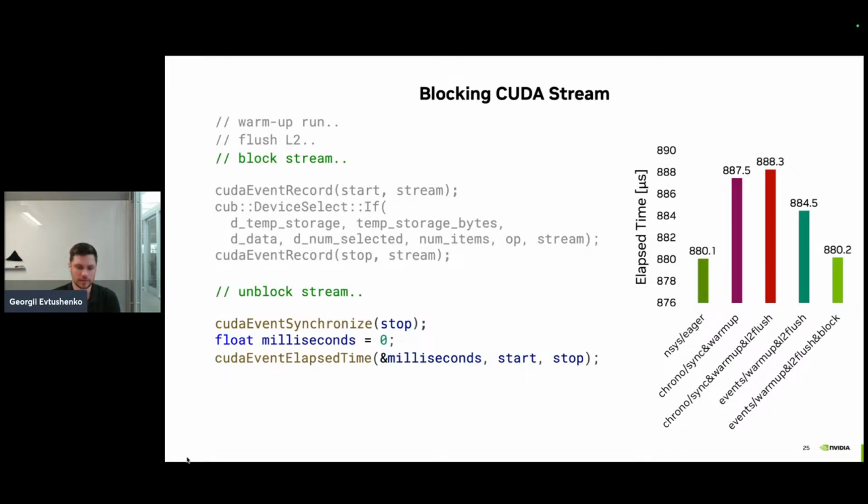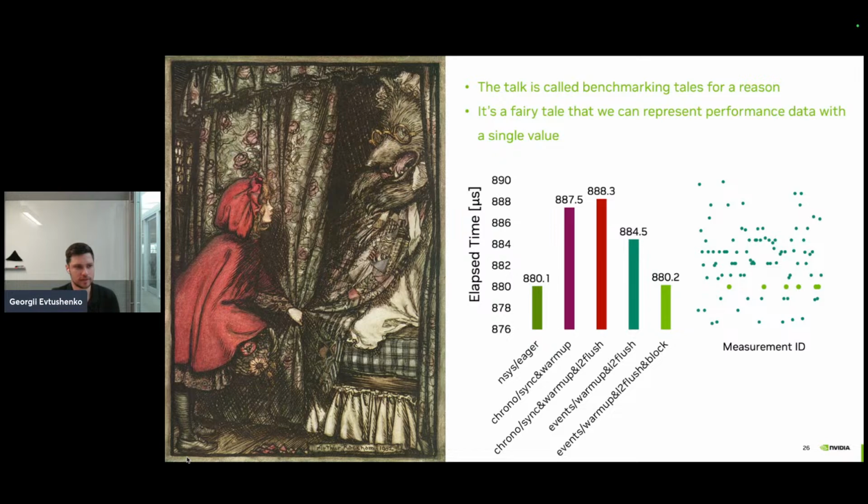But it's not exactly the full story. There is a second reason for the title of the talk, benchmarking tales. If you benchmark this invocation multiple times, you'll actually get a distribution of measurements, not a single value. It is partially true, like any fairy tale, that 880 microseconds is somewhere in that distribution. But the kernel can take faster to run or slower to run. So the part of the fairy tale here is that we can represent the entire distribution with a single value.